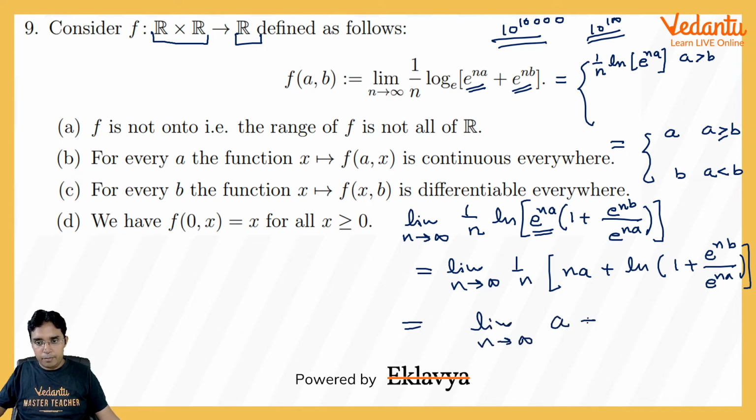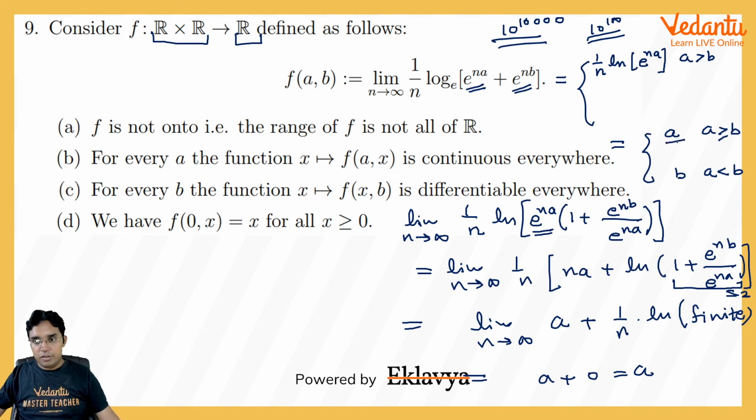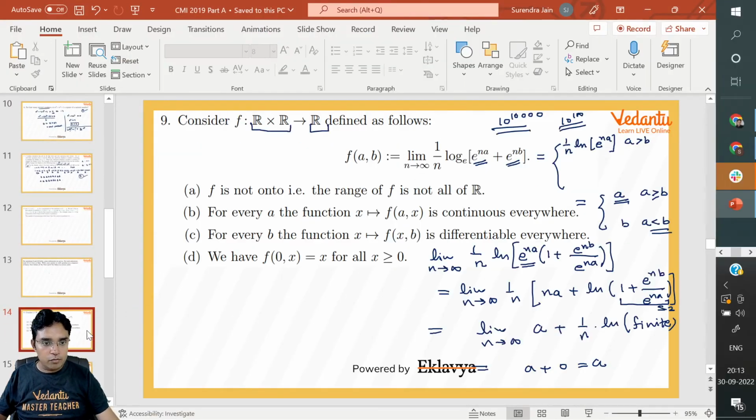We can write this as a plus 1 upon n into ln of something that is bigger than 1 but lesser than 2. Because a is greater than b, e power nb upon e power na will be less than 2. Even if a is equal to b, it will be less than or equal to 2. And ln of 2 is a finite number, which divided by n, which is infinity, will give you a plus 0, that is a only. So this is how we can easily say this will be just a, and in the other case it will be b. Now let me take another slide to solve further.